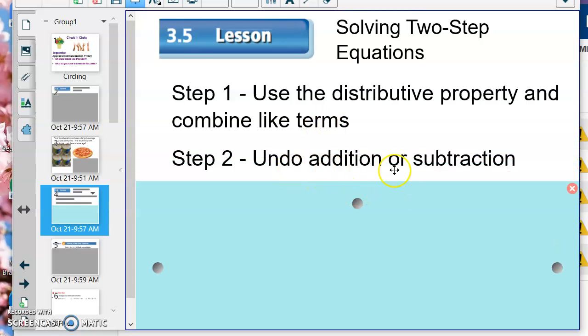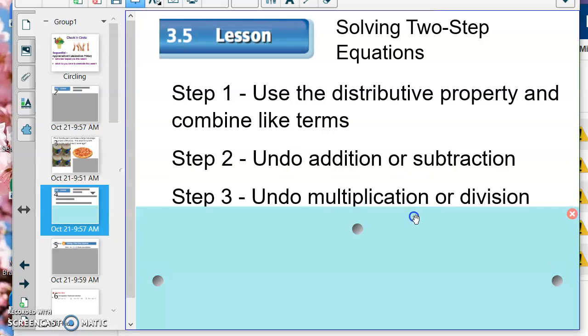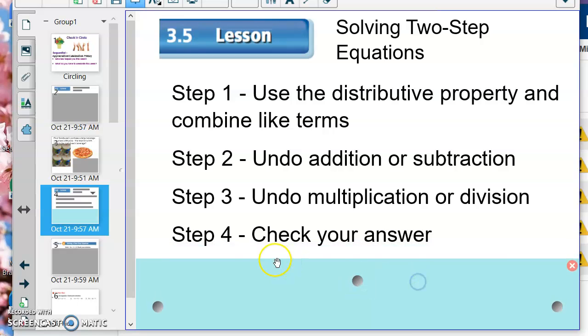Then undo any addition or subtraction. Then undo any multiplication or division. And then last, check your answer. Taking the time to check your answer does actually help you because it's very easy to make a mistake on any of these steps. And if you take the time to check your answer, hopefully you will catch your mistake before you submit your assignment.